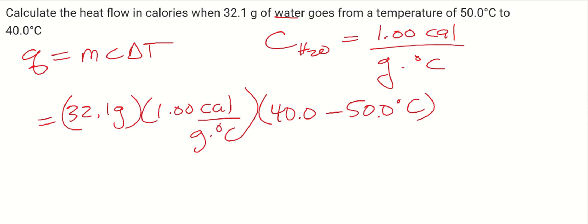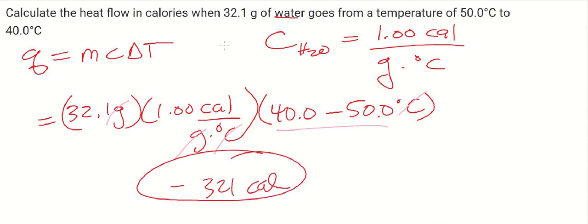Let's punch these numbers in. Let's cancel out these Celsius. Grams cancel out. We'll be left with energy in terms of calories. All right, 40 minus 50 is negative 10. So negative 10 times 32.1 divided by nothing. So that's actually negative 321 calories. Next one.